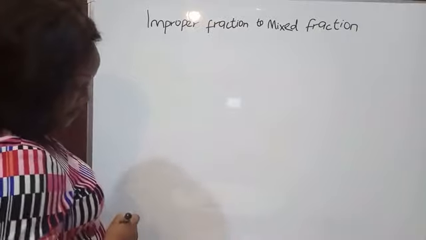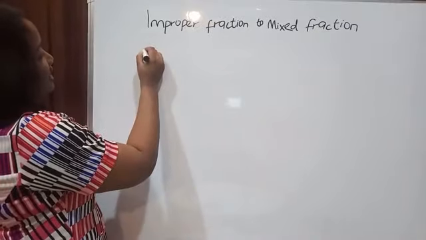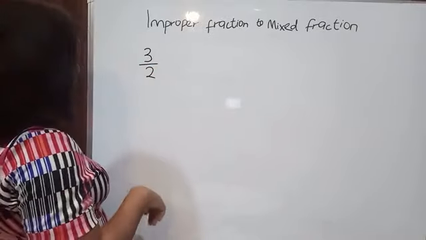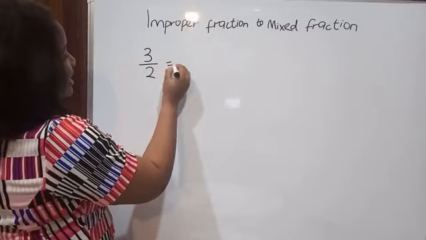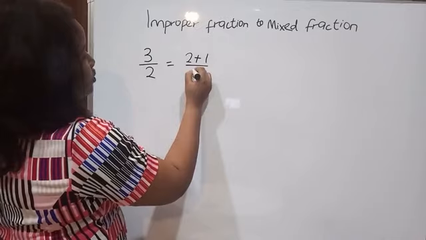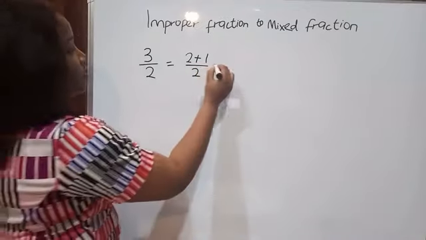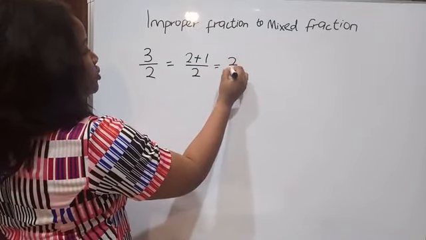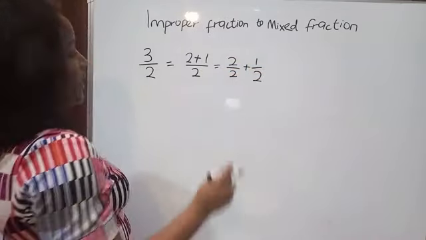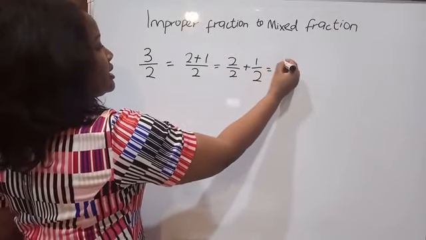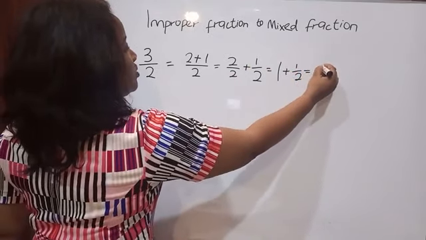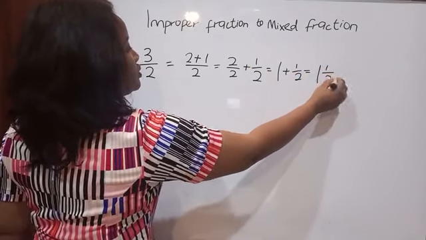Improper fraction to mixed fraction. Assuming we have, let's say, 3 over 2, which is an improper fraction, we want to convert it to a mixed fraction. Okay? This 3 over 2 is the same as saying 2 plus 1 over 2, which is still the same as saying 2 over 2 plus 1 over 2. And your 2 over 2 is 1 plus half, which gives us 1 whole number 1 over 2.